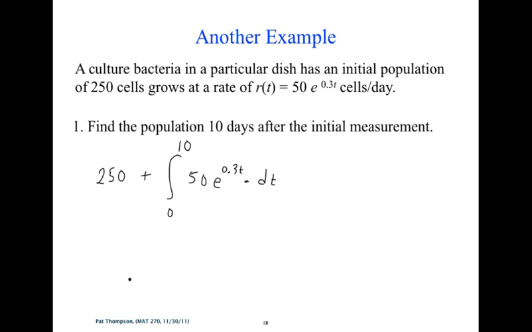Right? So that integral gives us the total change in population from 0 to 10 by adding up all the little changes. And then we're going to add it to the initial population to get the actual population at 10 days.